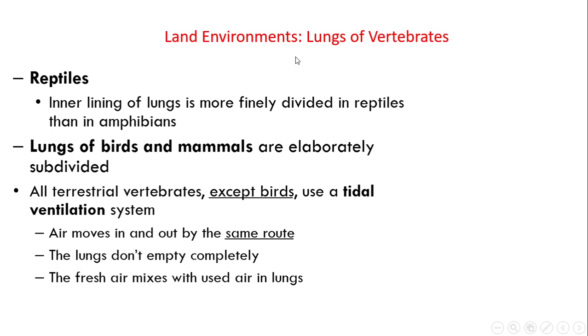Land environment, lungs of vertebrates. Reptiles. The inner lining of lungs is more finely divided in reptiles than in amphibians. Lungs of birds and mammals are elaborately subdivided.